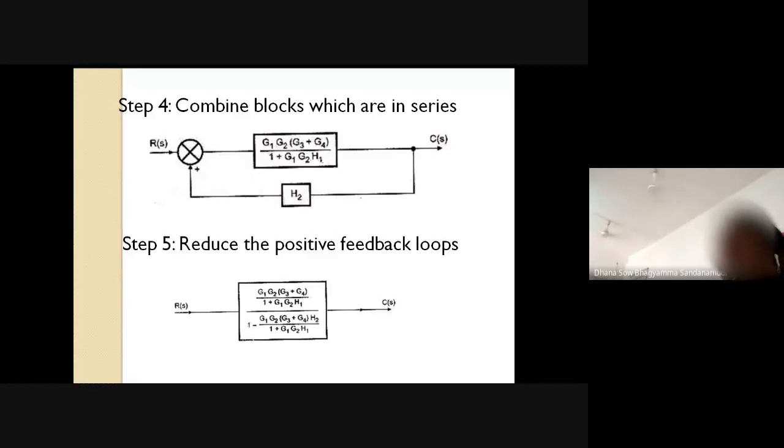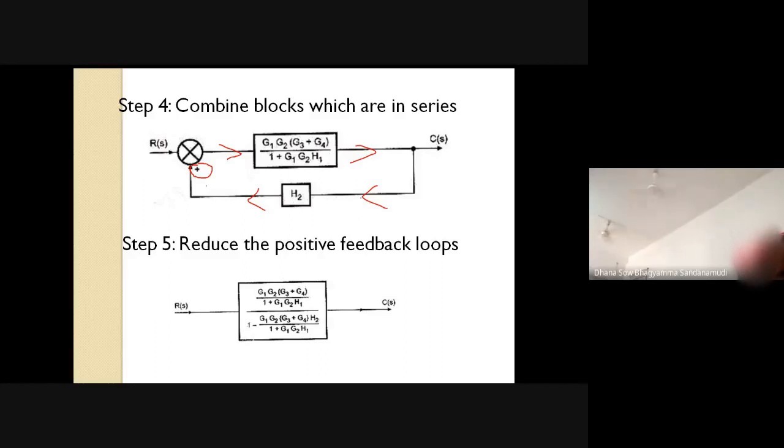Now if you observe, signal will flow like this from this branch point. The arrow mark is like this, which means there is a return path towards the summing point, so this is a loop. Which type of loop? Negative feedback or positive feedback? It is a positive feedback loop.